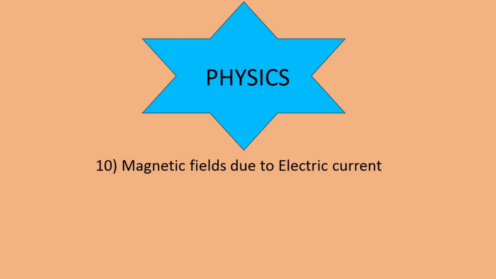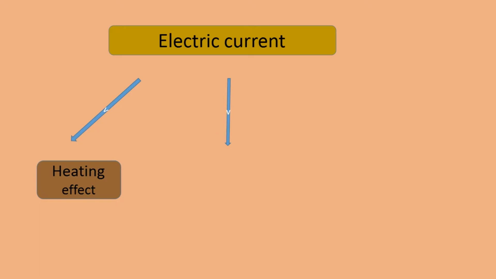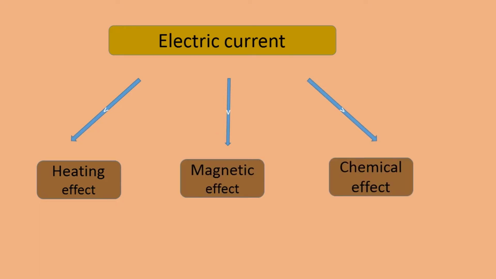Now we are going to study the next chapter, that is magnetic field due to electric current. We focus on the first topic of this chapter, that is magnetic force. You know about the electric current. Due to electric current, mainly three effects are observed. First is the heating effect, second is the magnetic effect, third is the chemical effect. We are going to study in detail about the magnetic effect.